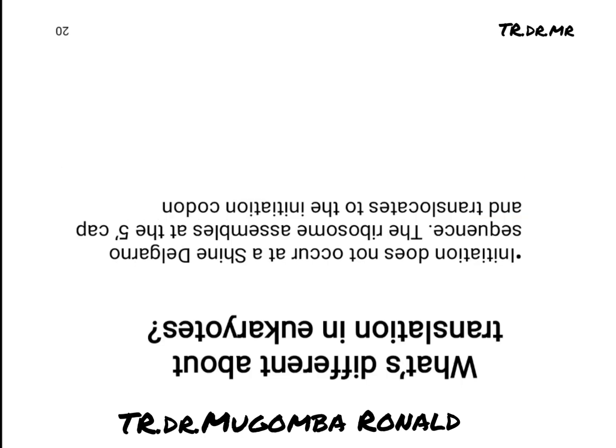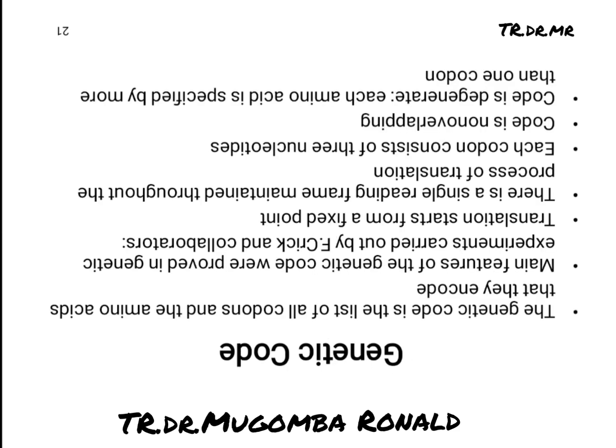So let us close up our discussion by looking at the genetic code. The genetic code is the list of all the different codons and the amino acids that they code for. In simple terms, that is what we call the genetic code. It's just a list of all the codons and amino acids that they encode.